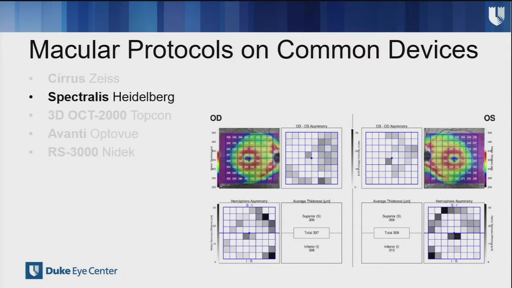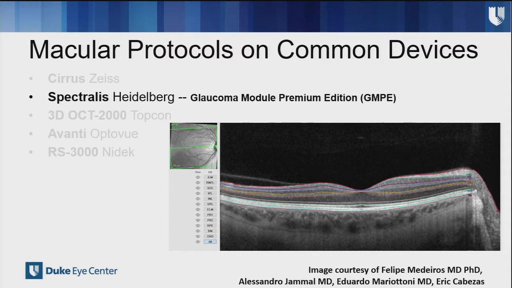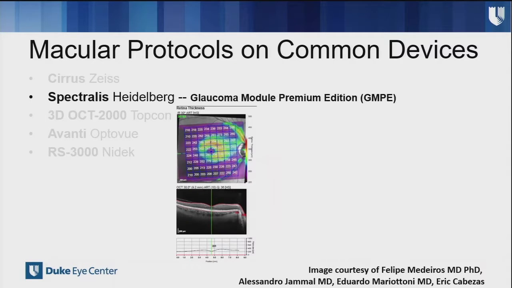The macular analysis for the Spectralis includes a thickness map for total retinal thickness, as well as 2 asymmetry plots: one comparing the 2 eyes to each other, and one comparing the superior and inferior hemimaculae within one eye. Heidelberg also has a system called the Glaucoma Module Premium Edition, which allows for segmentation of individual layers of the retina. And this is an example of a patient with glaucoma.